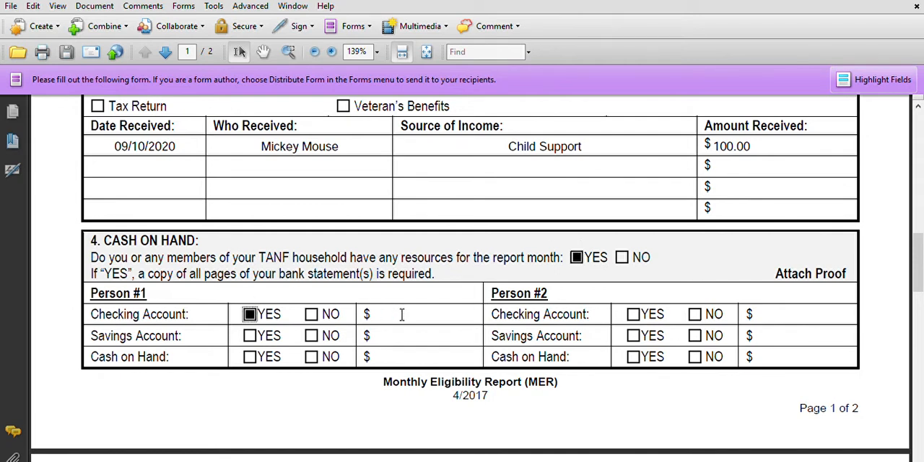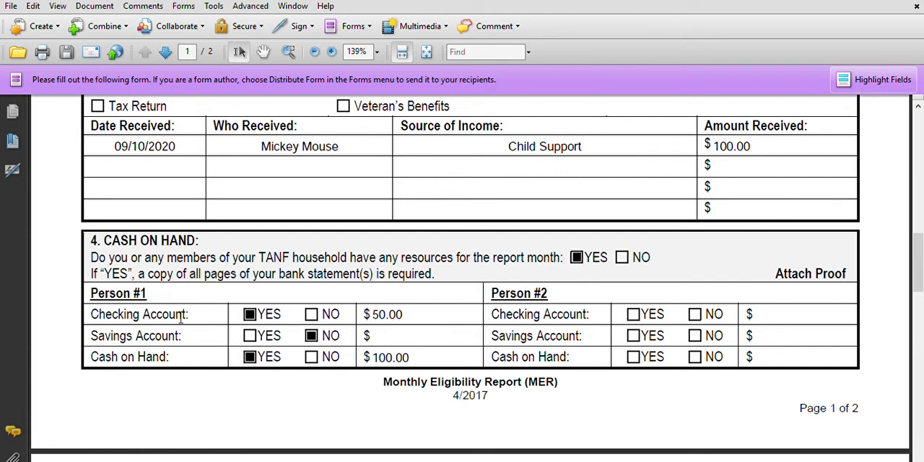I always tell my participants, you can report to me what you had in that checking account on the last day of the report month. So on the last day of September 2020, Mickey had $50 in his checking account, and then he has no savings account. He does have cash on hand. He has $100 cash on hand.